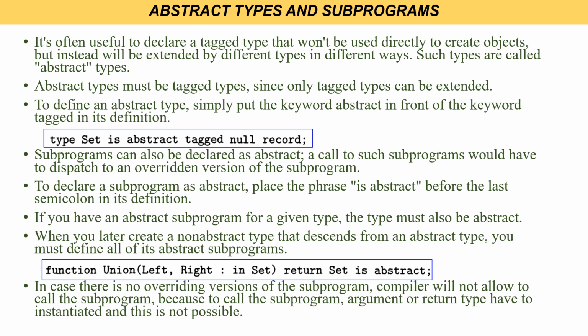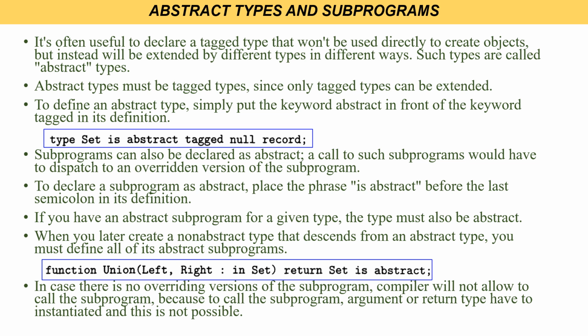Subprograms can also be declared as abstract. A call to such subprograms would have to dispatch to an overridden version of the subprogram. To declare a subprogram as abstract, place the keyword abstract before the last semicolon in the definition. This is one example. And if you have an abstract subprogram for a given type, the type also must be abstract. When you later create a non-abstract type that descends from the abstract type, you must define all of its abstract subprograms. In case there is no overriding version of the subprogram, the compiler will not allow calling the subprogram, because to call the subprogram, the argument or return type has to be instantiated and this is not possible.